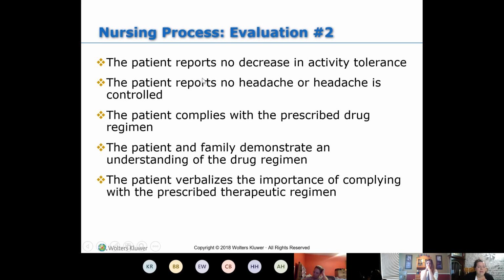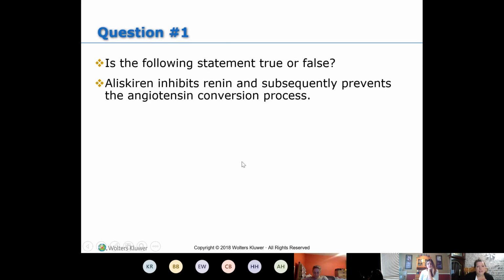And basically, this is just the answers to all those questions that we were assessing. This is what we want. Patient reports no decrease in activity tolerance. The patient reports no headache. The patient complies with the prescribed treatment regimen. They demonstrate an understanding of the drug regimen and the importance of compliance.